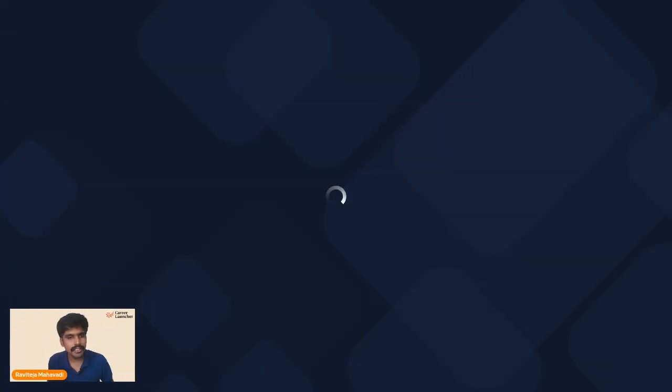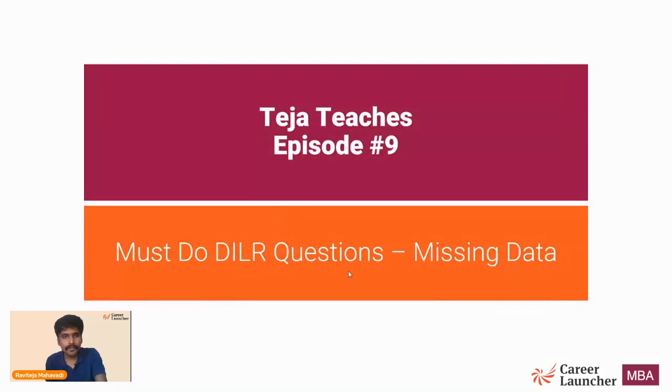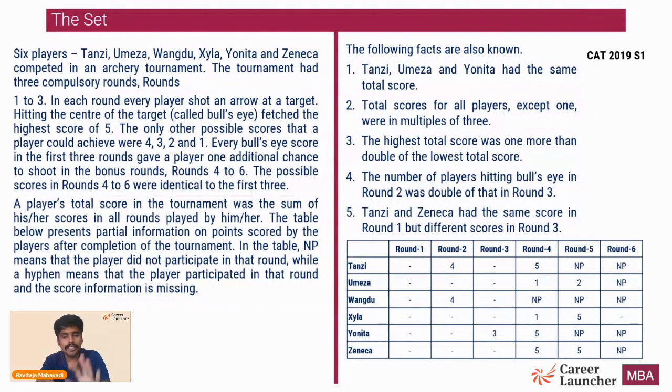It is a set that some of the people may categorize as games and tournaments, while I consider it a simple set of arrangement where there is some missing data. So it is a data set in which some data is missing, and let us go ahead and look at how to go about such kind of questions. So let's get started. Okay, so this is the set.